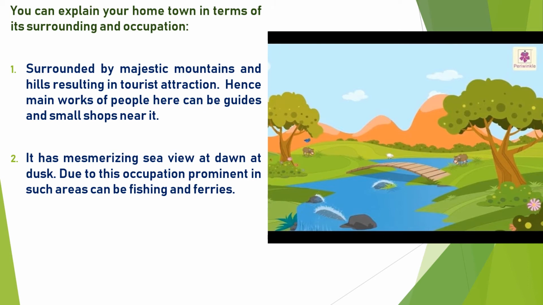If your hometown is surrounded by sea or oceans, then the main occupation may be fishing, boating, rowing, or going about ferries. So you could say, as it is surrounded by the mesmerizing sea view at dawn and dusk, and also large oceans, the main occupation of my people is fishing or boating or rowing ferries. So something like that.